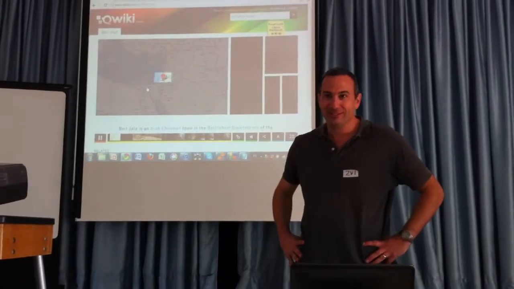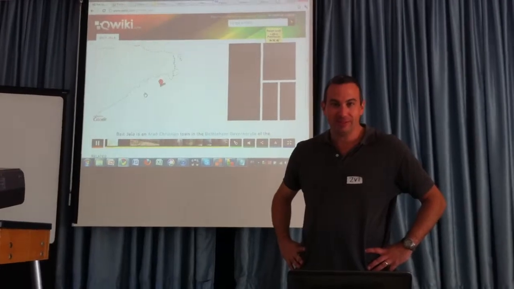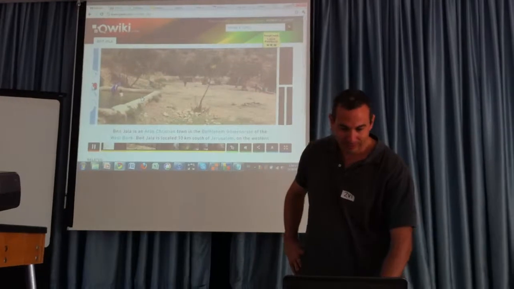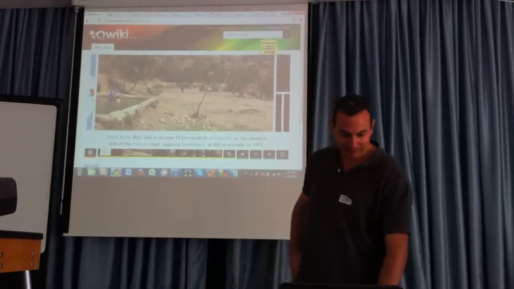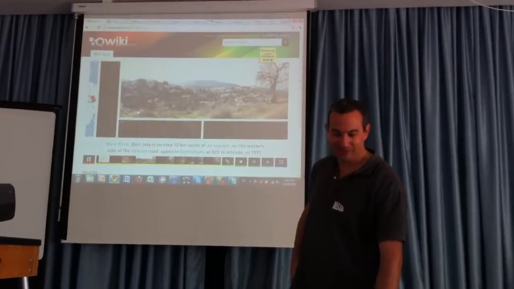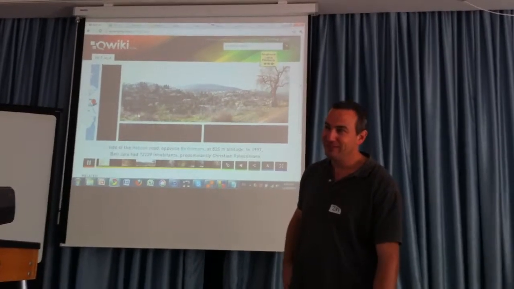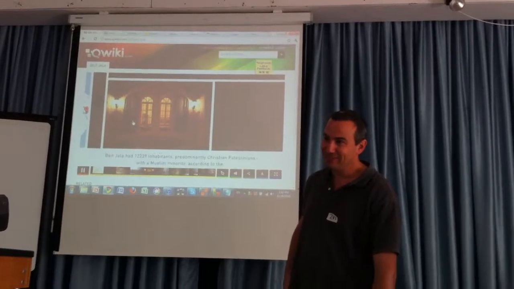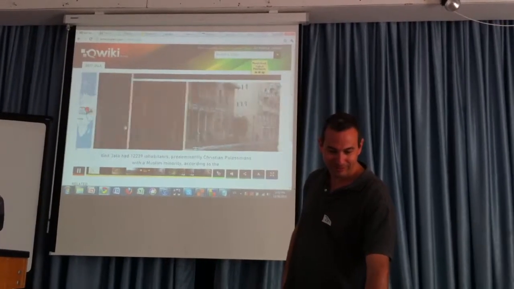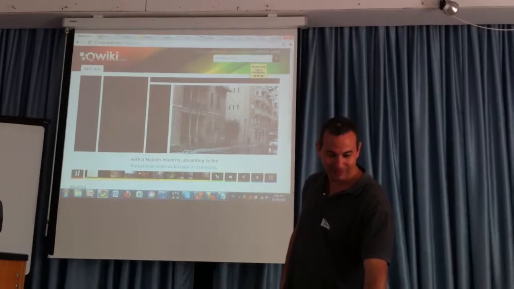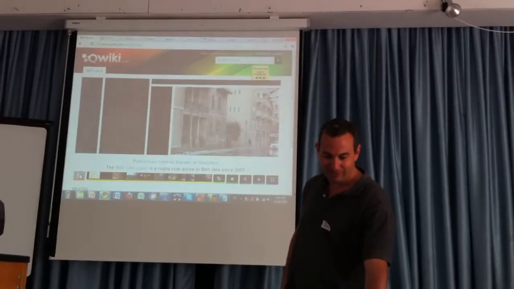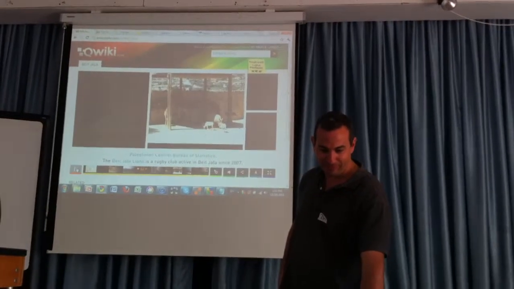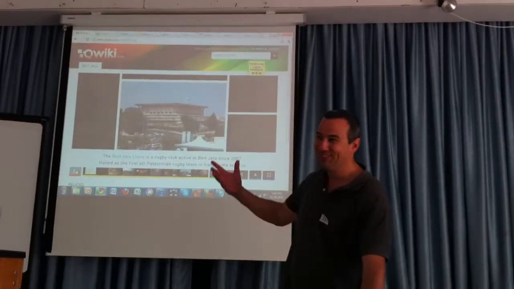Beit Jala is an Arab Christian town in the Bethlehem Governorate of the West Bank. Beit Jala is located 10 kilometers south of Jerusalem, on the western side of the Hebron Road, opposite Bethlehem, at 825 meters altitude. In 1997, Beit Jala had 12,239 inhabitants, predominantly Christian Palestinians with a Muslim minority, according to the Palestinian Central Bureau of Statistics. The Beit Jala Lions is a rugby club active in Beit Jala since 2007, hailed as the first all-Palestinian rugby.